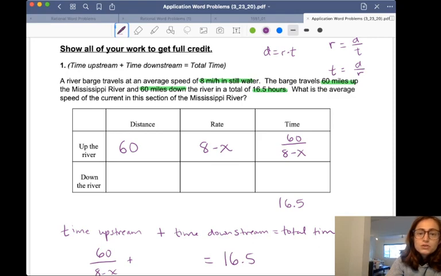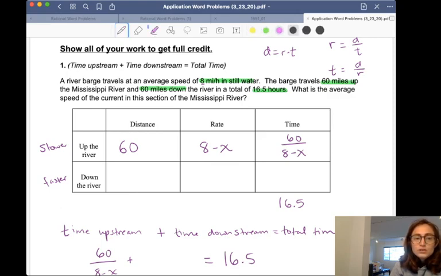So 8 miles per hour in still water means that when you're going against the current, because remember when you're going up the river, you're going slower. And when you're going down the river, you're going faster. So that means the rate for going up the river is going to be 8, which they gave me right here, minus x, because what we don't know is the speed of the current, okay? So here, the speed of the current is our unknown. So that's why I made this your speed of the current, okay?